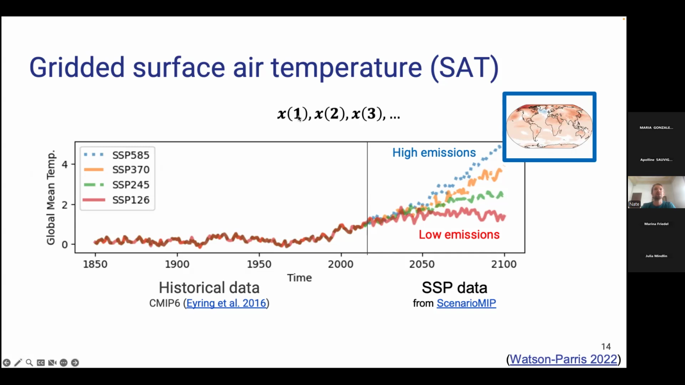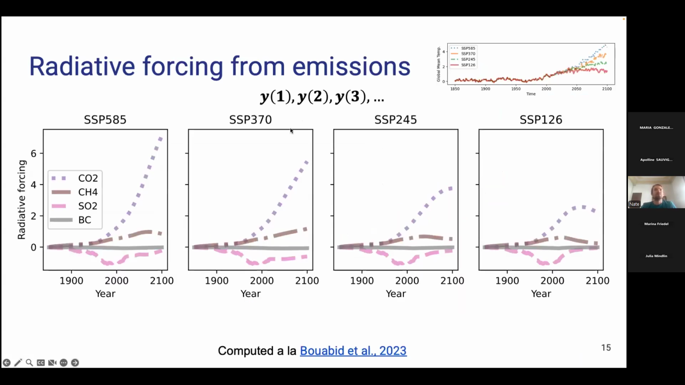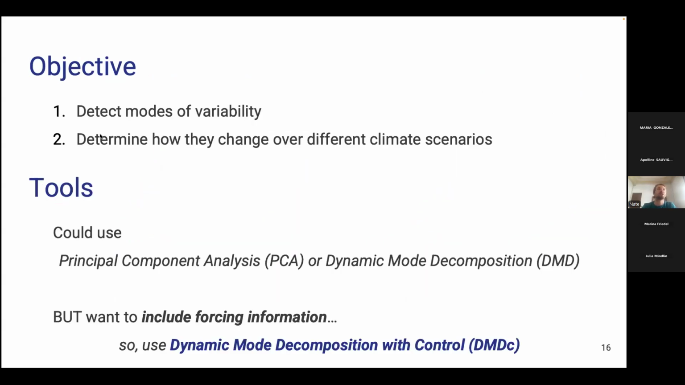We encode X1 as exactly the global surface air temperature flattened at time 1, which might be 1850, for example. You have your radiative forcing information, which we've already gone through, and we're computing radiative forcing from the Climate Bench data. So we have 4 emission scenarios, we have radiative forcing, and we're working with surface air temperature. Our objective is to detect modes of variability and determine how they change over different climate scenarios.